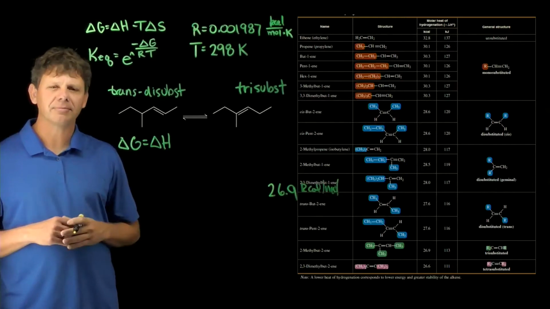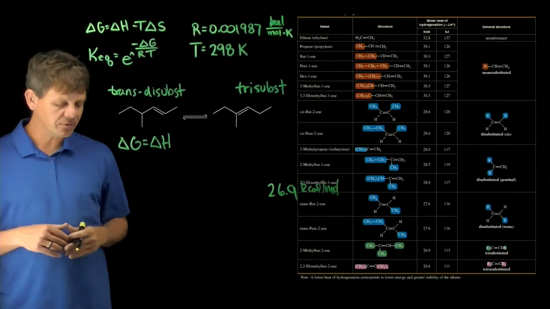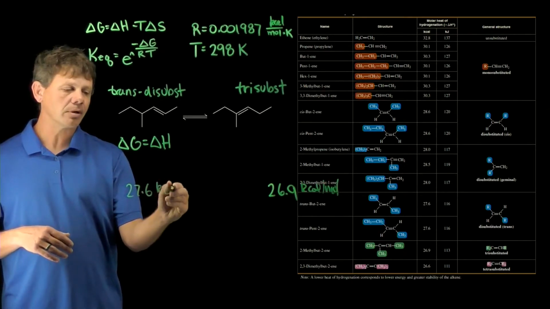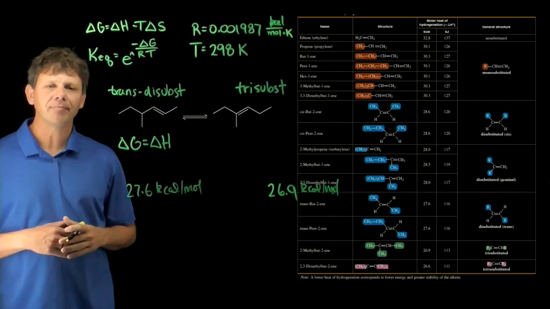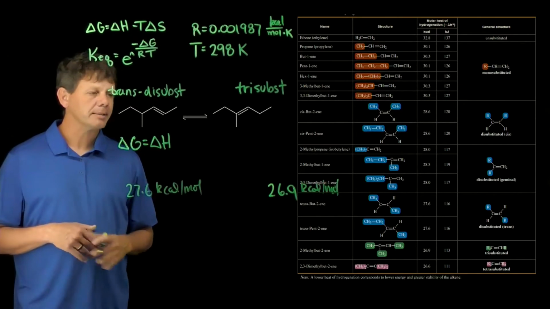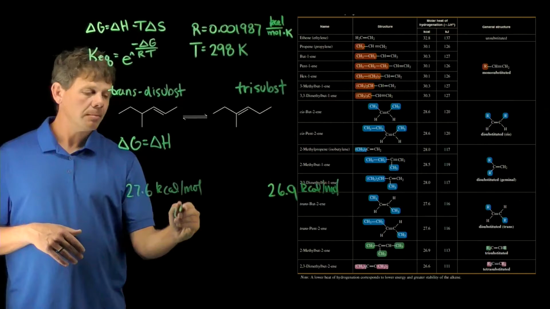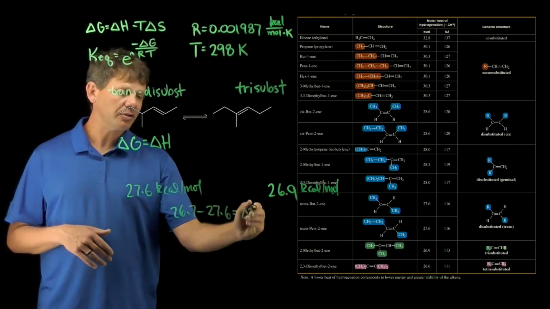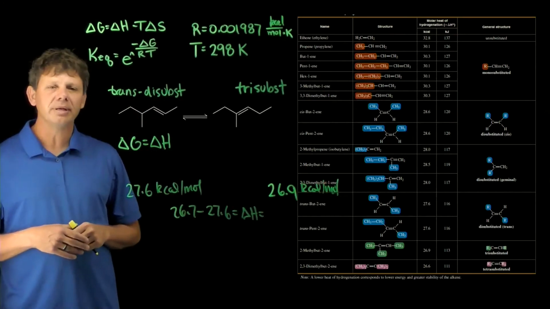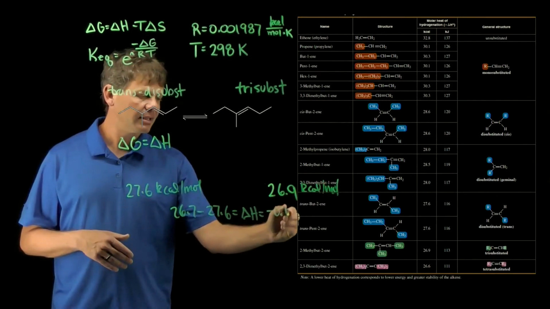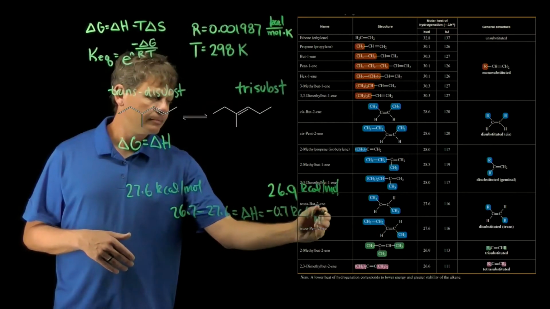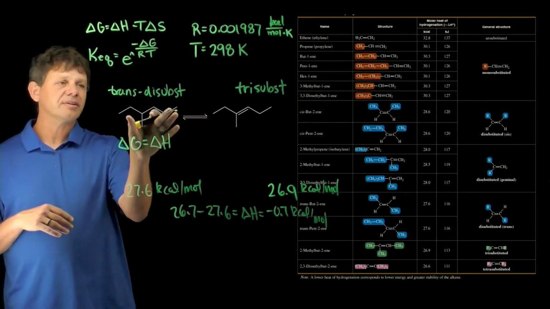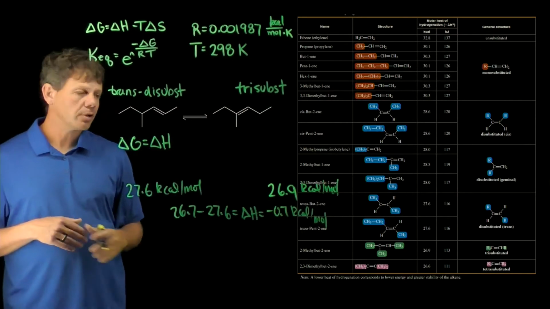And I've run a little bit out of space, sorry about that. The trans disubstituted alkene is going to be 27.6, so a slightly higher number for a slightly less stable alkene, exactly what we would expect. If we take 26.9 minus 27.6, that's going to give us the delta H, which is going to be equal to negative 0.7 kilocalories per mole. That's exactly what we would have expected as we go from trans disubstituted to trisubstituted.